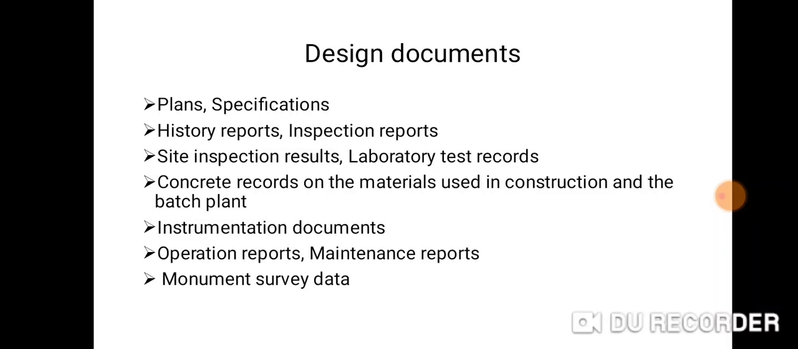These are a plan of structure, specifications, history reports, inspection reports, site inspection results, laboratory test records, concrete records on the materials used in construction, and the batch plant instrumentation documents, operation reports, maintenance reports, monument survey data.